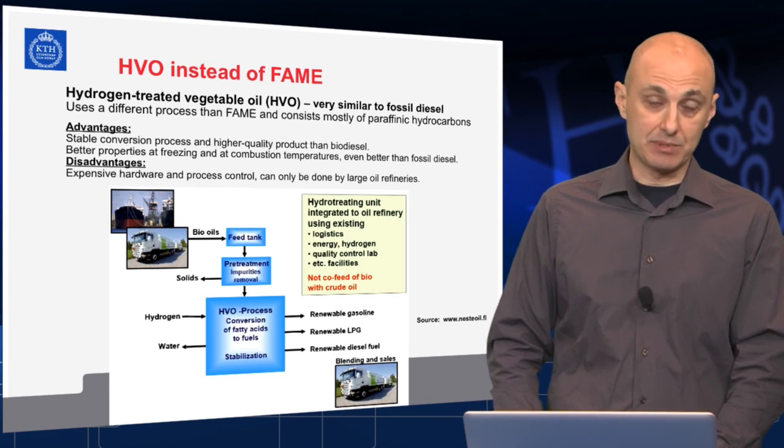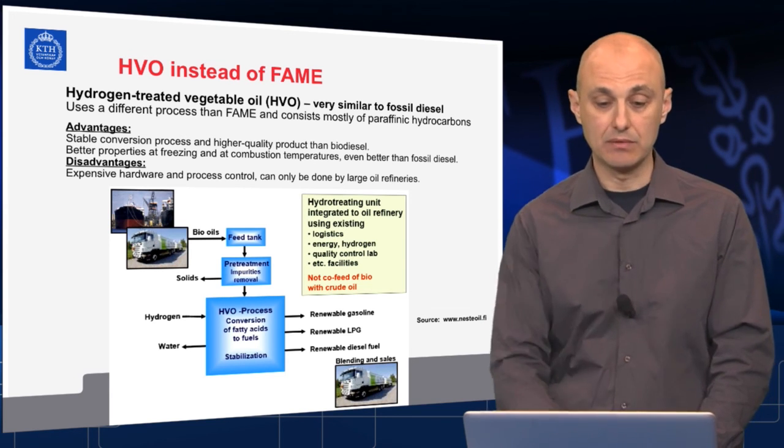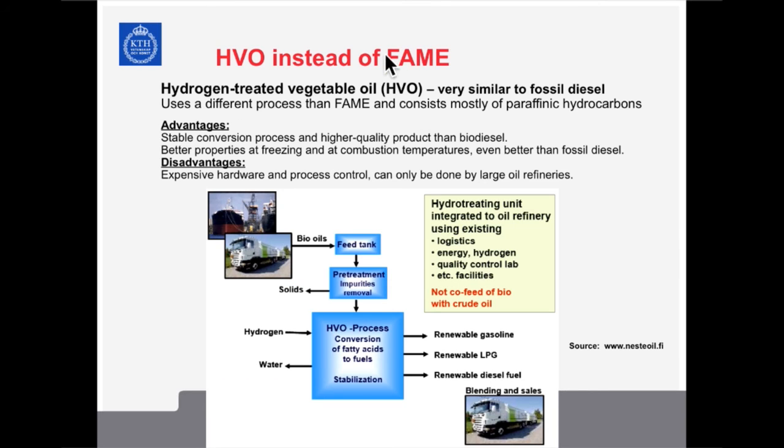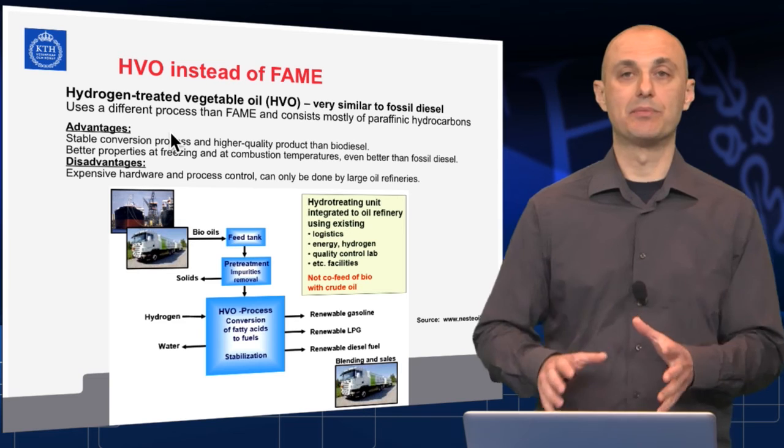There are other types of biodiesel production. Instead of transesterification of the fatty acid methyl ester, you could actually do something else. You can hydrogenate or hydrotreat the vegetable oil and produce something that, well, this is a proprietary name, hydrogenated or hydrotreated vegetable oil, something like that, produced or developed by an oil company. You can read about it on your own. There are also other similar processes.